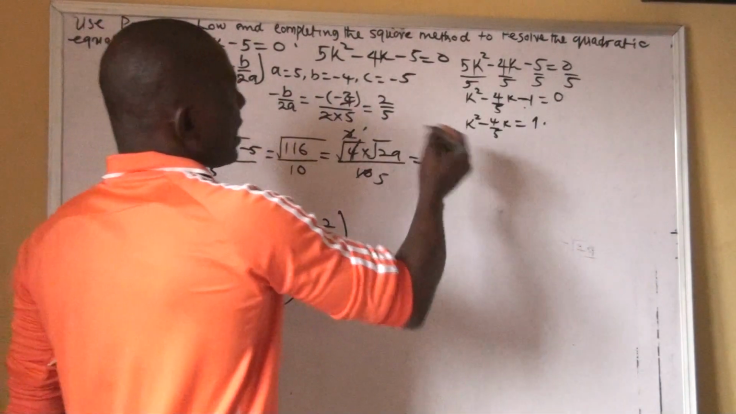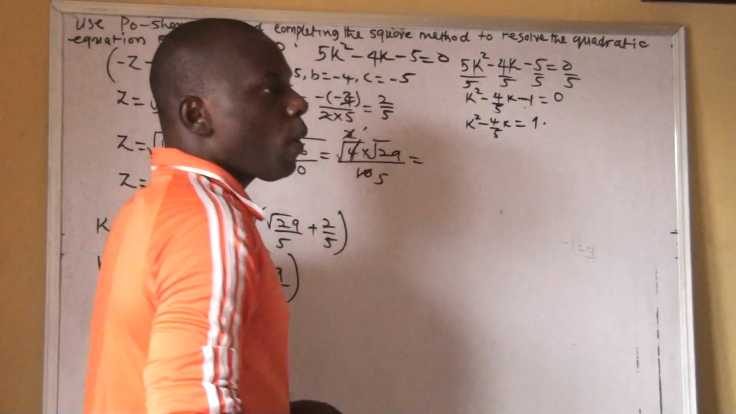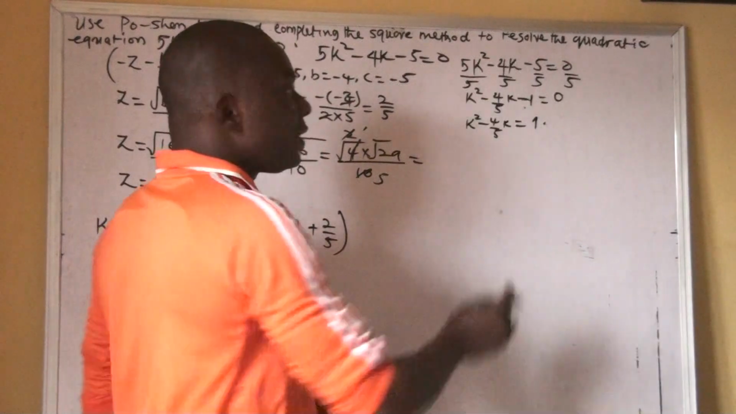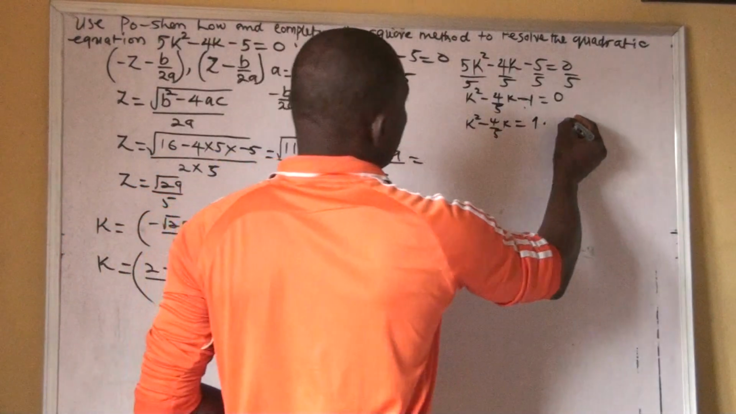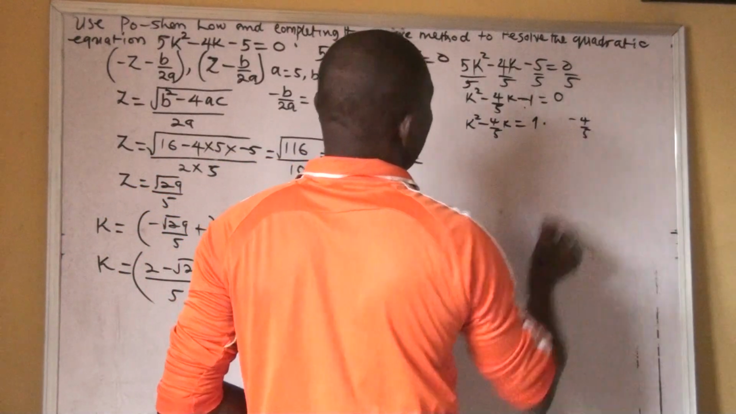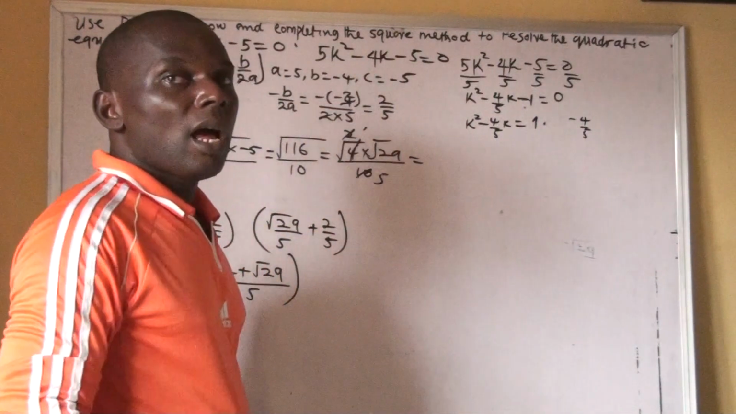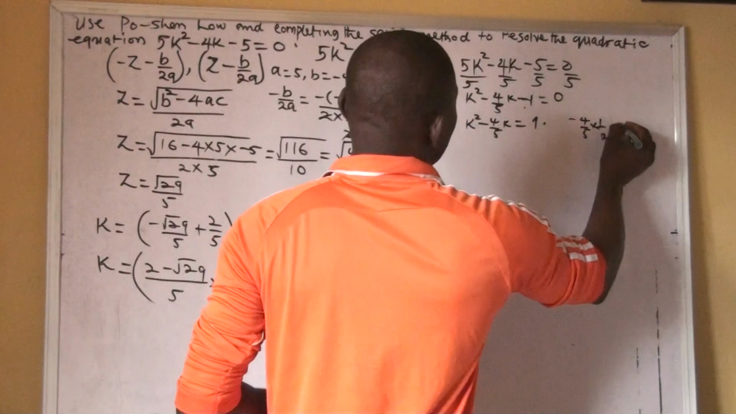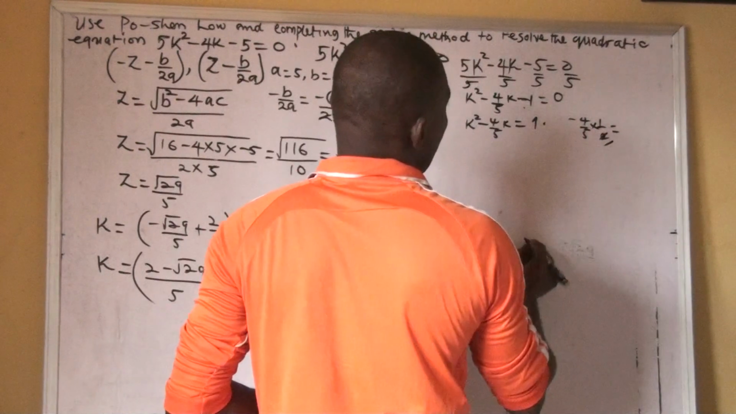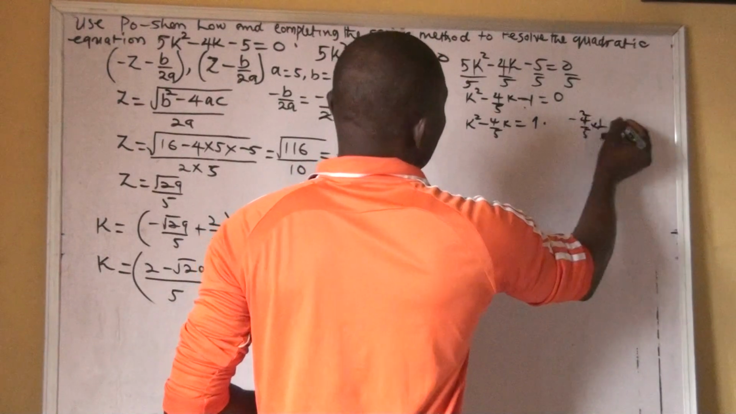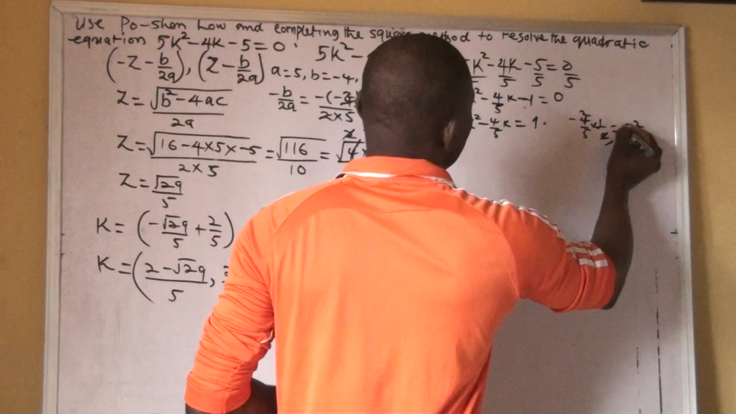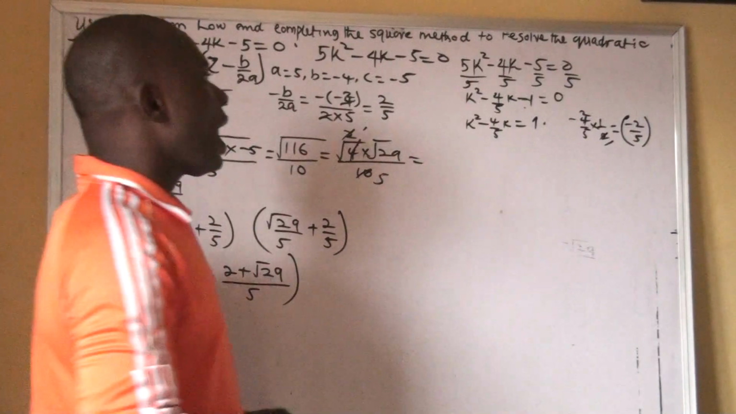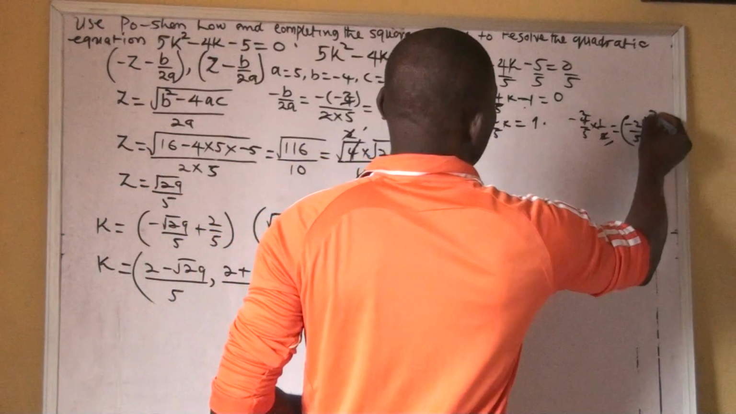So the next step is that you have to be careful here. We are going to look at the coefficient of k. The coefficient of k is minus 4 over 5. We're going to look for half of it, that is times half. This is 2 here, 1, 2 here, 2. So we're going to have minus 2 over 5. Having obtained this half coefficient, the next thing is to square it.